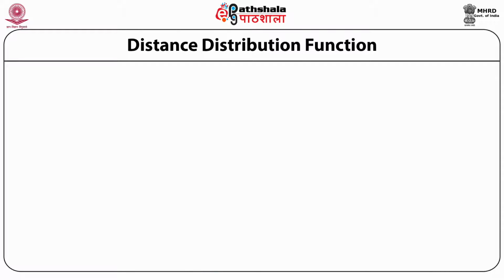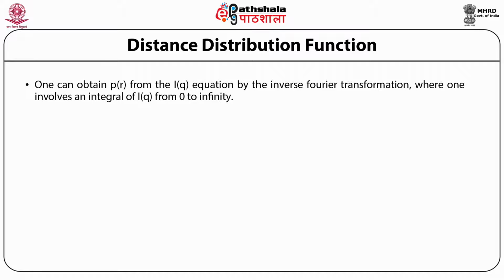Let's go through some of the terms one should know while using small angle X-ray scattering. Distance distribution function: one can obtain the distance distribution function from the I of q by using an inverse Fourier transformation, which involves an integral of I of q from 0 to infinity. But the scattering data can only be measured over a finite small q range, and hence this transformation cannot be done analytically and one has to use an indirect transformation method.